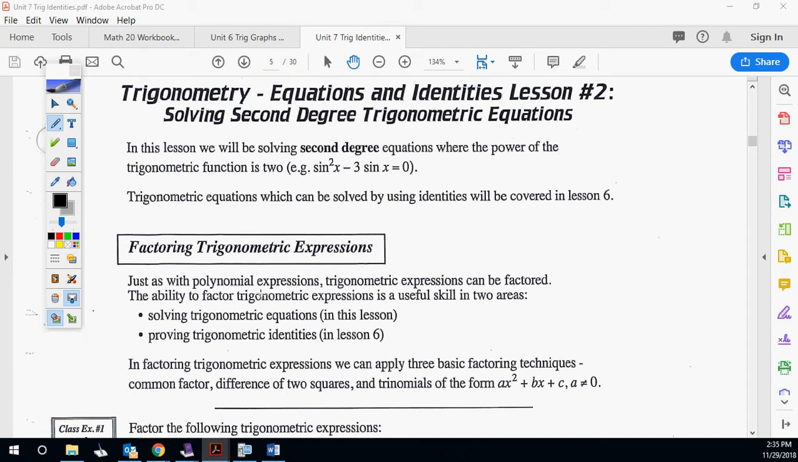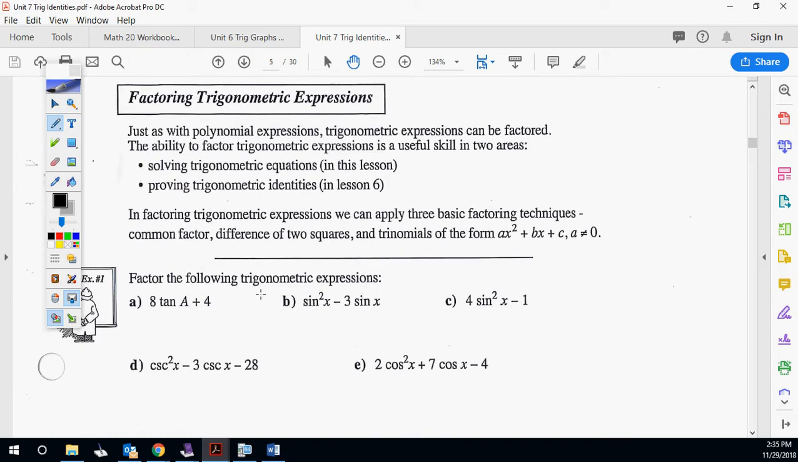Unit 7, Lesson 2. Solving second-degree trig equations. What's crazy is we're going to be factoring trig equations. We're going to be breaking them down using our factoring skills to write them simplified so we can solve them. Factoring trig equations or expressions is just like factoring a polynomial, so use the same skills you used before.